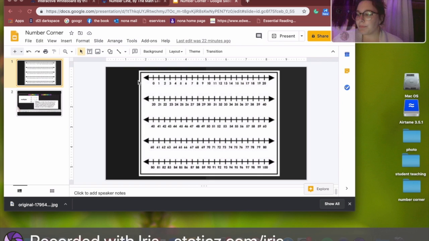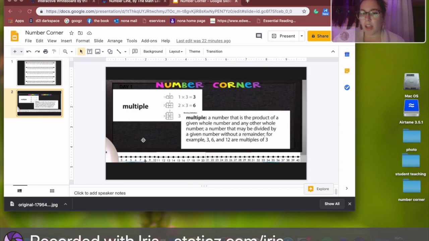What we just did was we counted the multiples of 2. Do you know what a multiple is? A multiple is a number that is the product of a given whole number and any other number, and may be divided by a given number without a remainder. For example, 3, 6, and 12 are all multiples of 3. What this means is 1 times 3 is 3, 2 times 3 equals 6, and so on. Those are all multiples of 3.